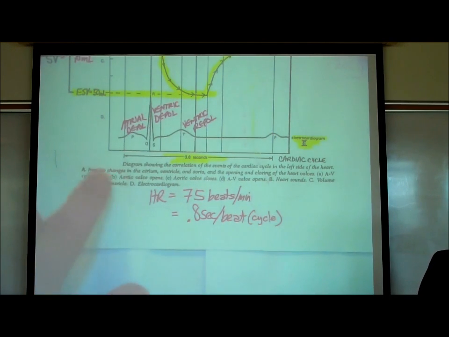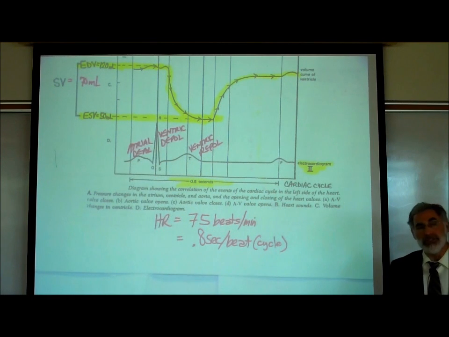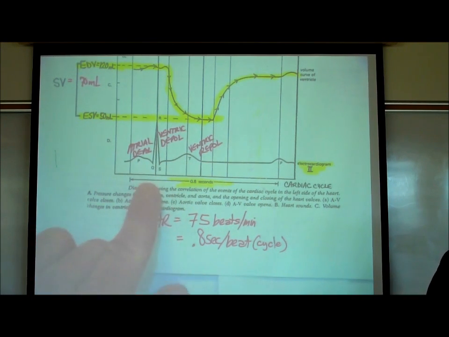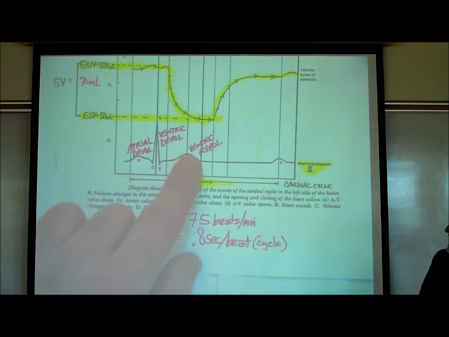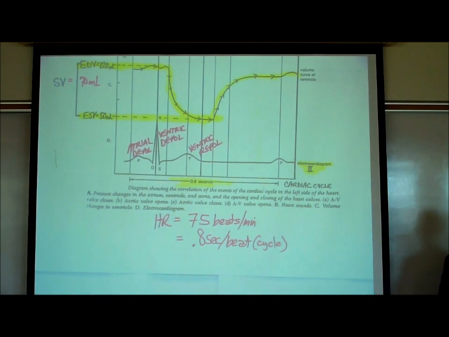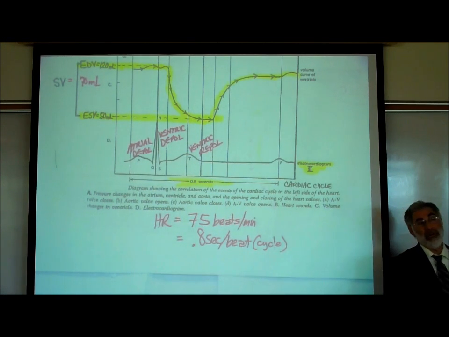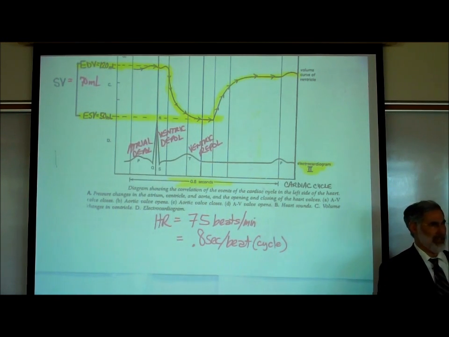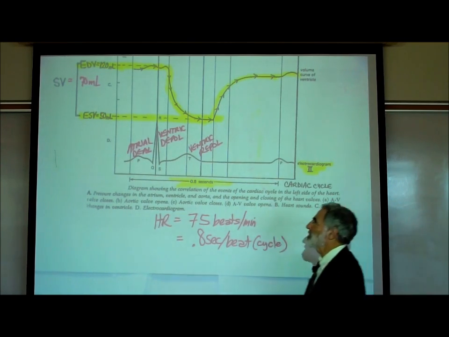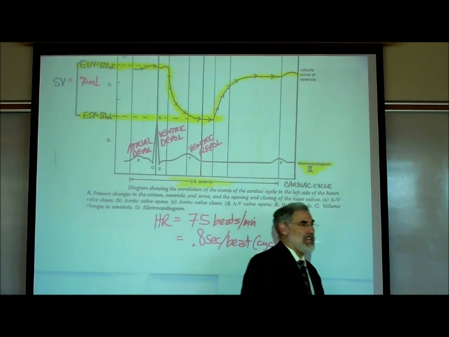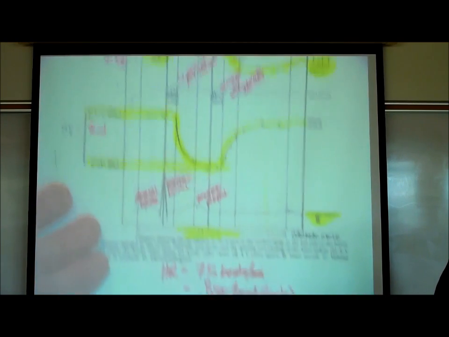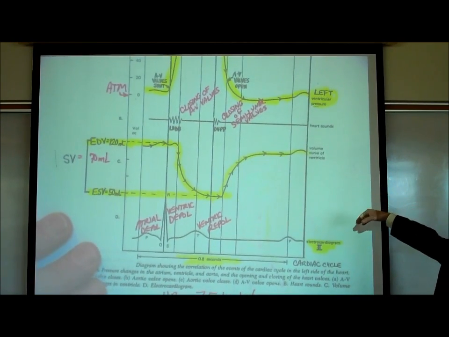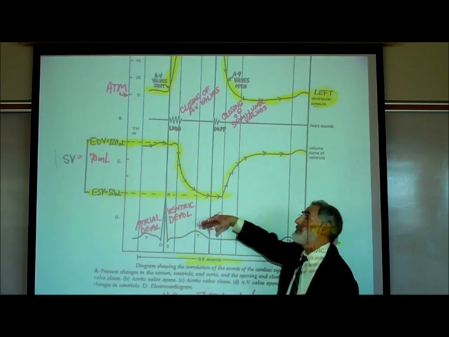The first wave, the P wave, represents atrial depolarization. The second wave, the QRS, represents ventricular depolarization. And the third wave represents ventricular repolarization. Why isn't there a wave for atrial repolarization? Because it occurs at the same time that the ventricles depolarize. We covered that previously. Now, the second trace shows the volume of blood in the ventricle.